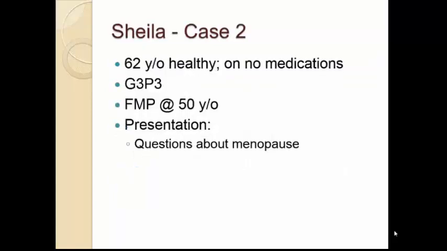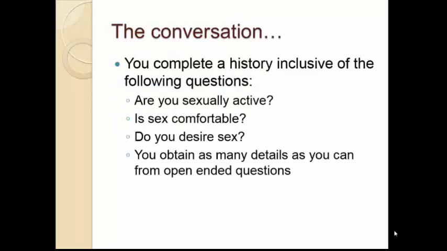Case 2, Sheila. She is 62 years old, healthy, on no medications. She's a G3-P3, and her final menstrual period was at 50 years old. Her presentation is that she has some questions about menopause. The conversation includes that you complete a history inclusive of the following questions. Are you sexually active? Is sex comfortable? And do you desire sex? You obtain as many details as you can from open-ended questions.